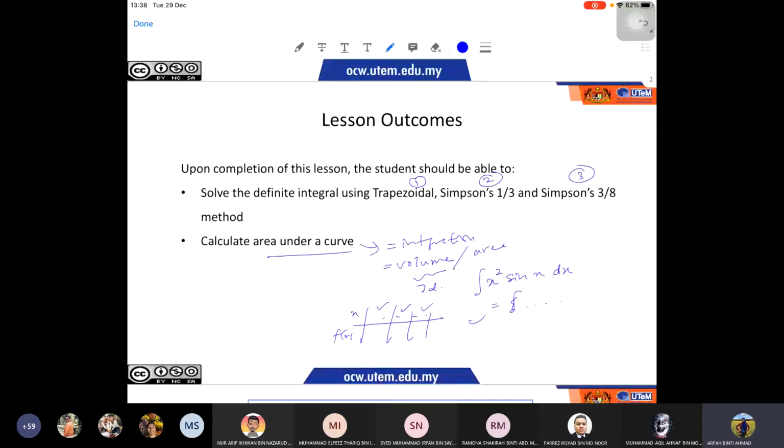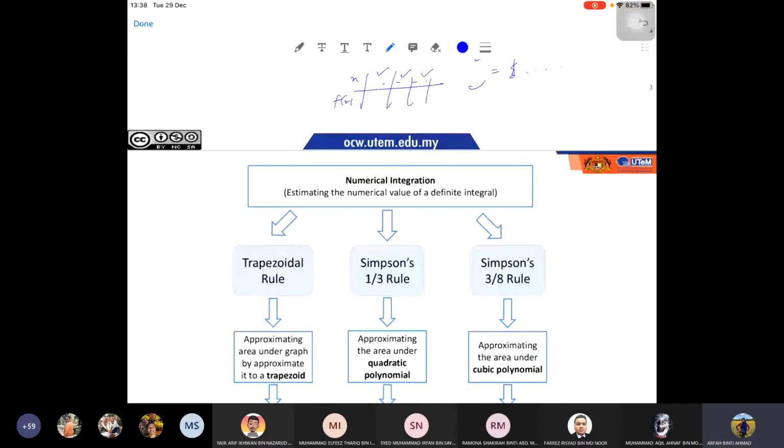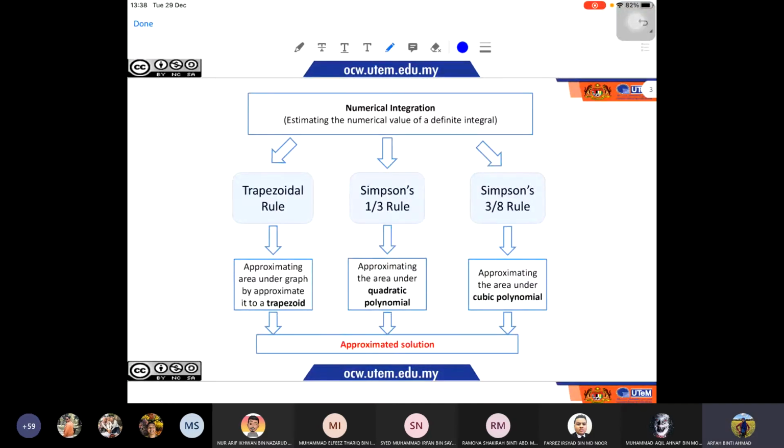So, numerical integration. Nampak tak the next slide? Yang saya share. Okay. So, numerical integration is estimating the numerical value of a definite integral, and we have 3 methods. The trapezoidal rule, Simpson's 1/3 rule and Simpson 3/8 rule. The difference for all of this is in the form of the equation used to find the integration of the function. For trapezoidal rule, we approximate the area under the curve by approximate it to a trapezoid.